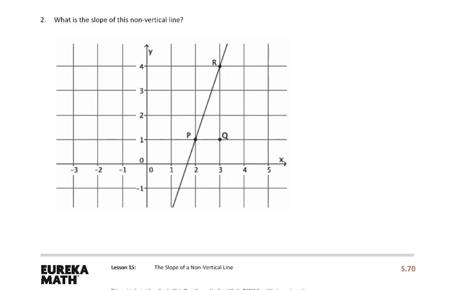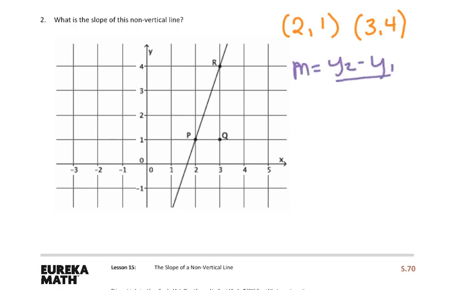So as far as doing the same thing, on the next point, so identifying, we have P located at (2, 1), and R is located at (3, 4). Our formula was m equals y2 minus y1 over x2 minus x1. So I want you to pause the video, label the points that we have up here, and plug them into the equation.